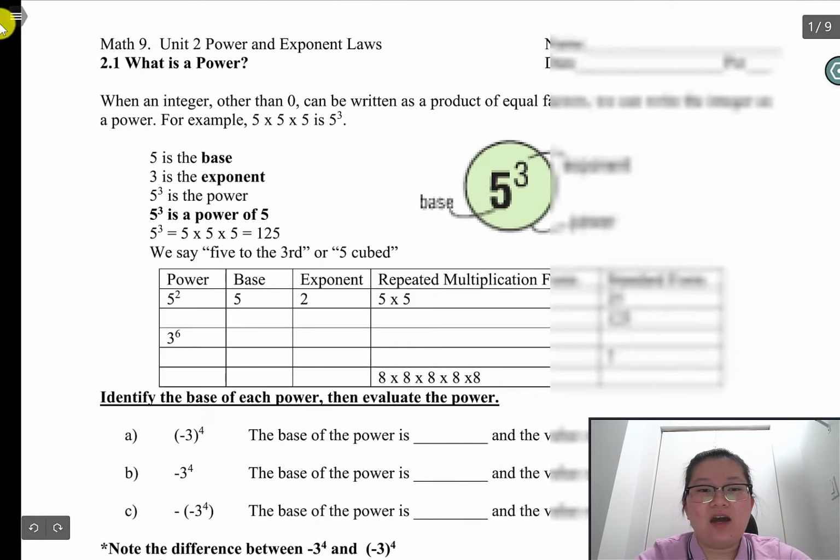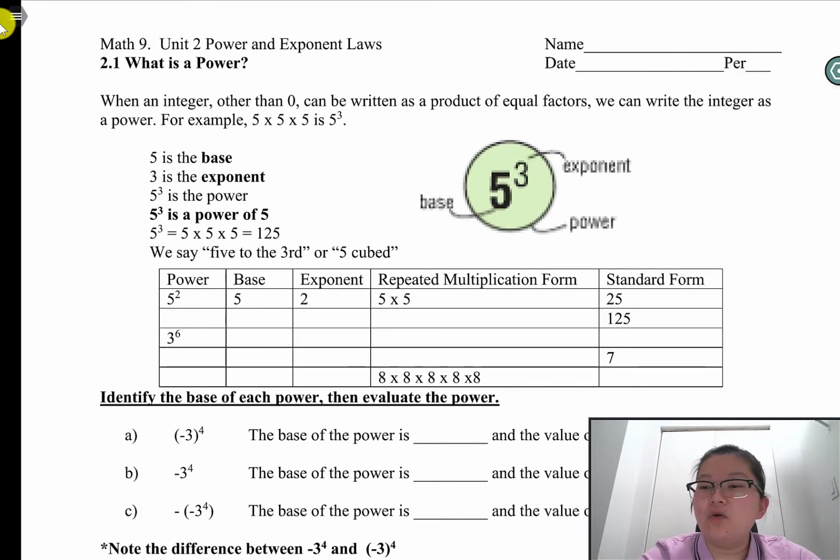So now that you've kind of had a sense of what exponential growth is, let's take a look at what that actually looks like in terms of all the components of a power. So here we have a basic structure. You see here in green, this whole thing is called a power. And we have this 5 here. We call that the base. This little 3 here we call the exponent, and the whole thing we call a power.